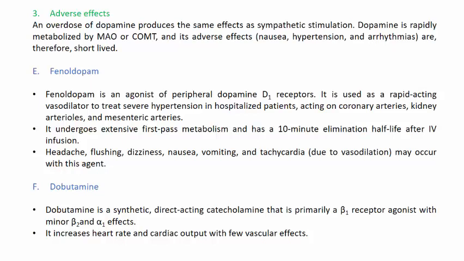Another agent هو الفينولديبام اللي هو عبارة عن agonist of peripheral dopamine D1 receptor used as a rapid acting vasodilator to treat severe hypertension in hospitalized patients, acting on coronary arteries, kidney arterioles, and mesenteric arteries. It undergoes extensive first-pass metabolism and has a 10-minute elimination half-life after IV infusion.